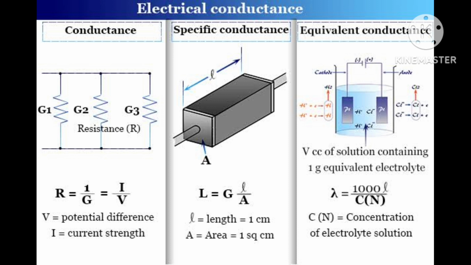The first factor: electrolytic conductance, or you can say ionic conductance, depends upon the nature of the electrolyte added. Means this salt or substance that is added, what is its nature, it depends on that. So the first factor is the nature of the electrolyte added.